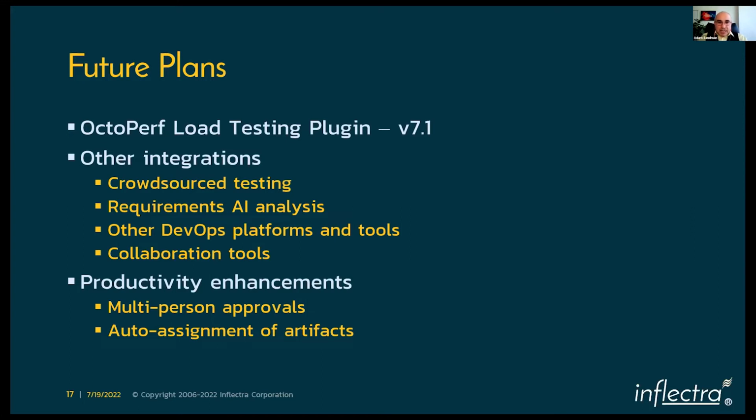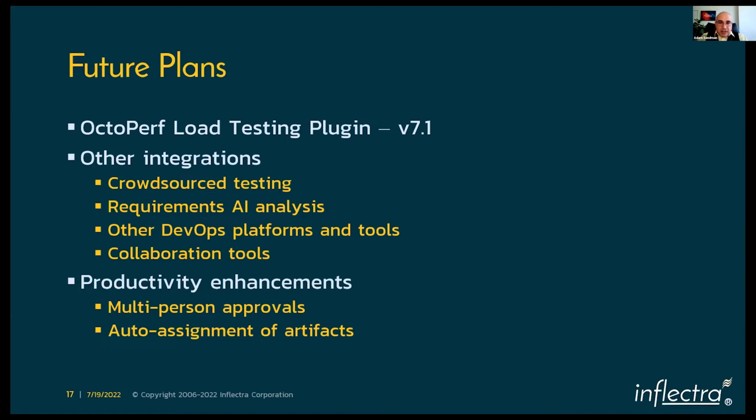The plugin that's coming next is going to be the Octoperf Spira app. That will let you launch Octoperf load tests directly from the Spira UI. That's coming in version 7.1. Beyond that, we've got some other integrations, things around integrating with crowdsourced testing tools. We've got a partnership with a company there that does that well, and we're going to be adding hopefully a plugin for that. There's another tool that does requirements AI analysis and puts those results back into Spira.